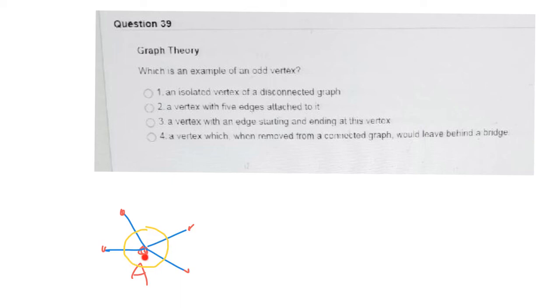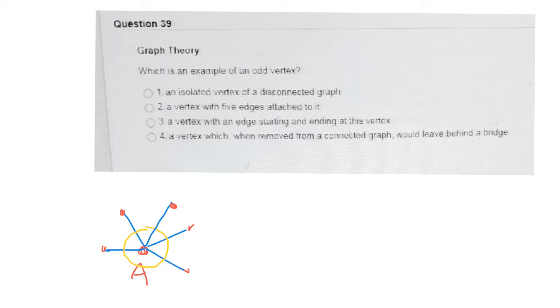So if a vertex has an even amount of edges emitting from it, that means that it is an even vertex. So an odd vertex would be a vertex that has an odd amount of edges emitting from it. In fact, let's make this odd right there. Bam. Okay, so let's look at the answer choices.